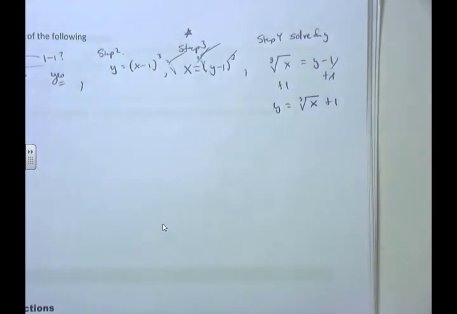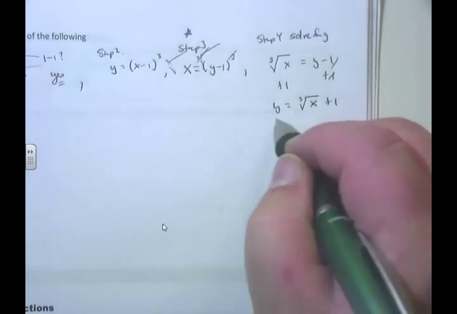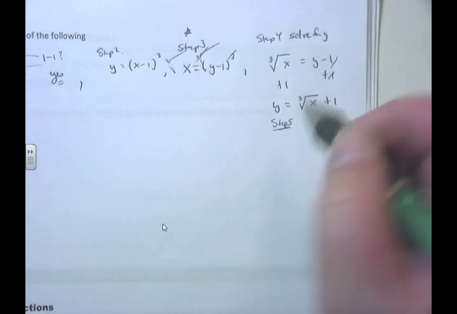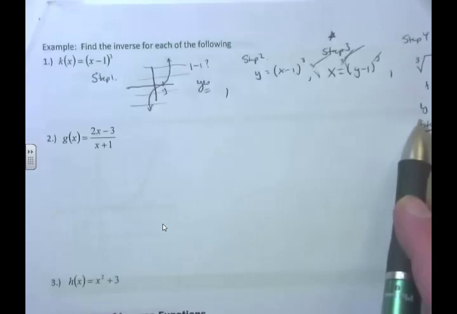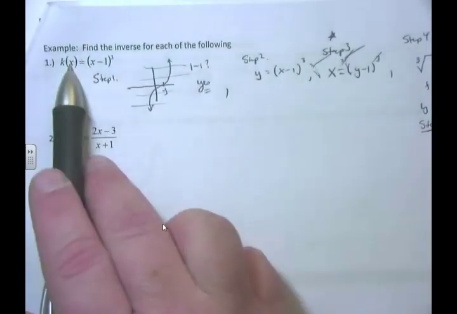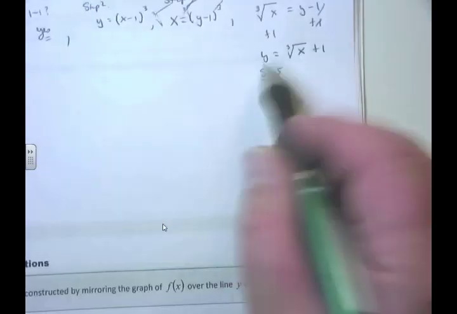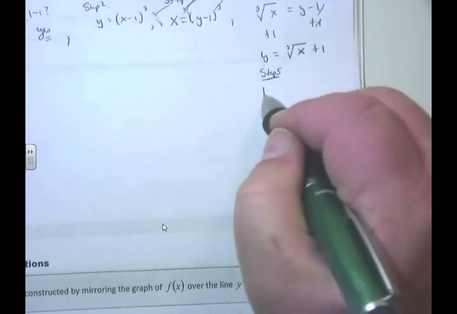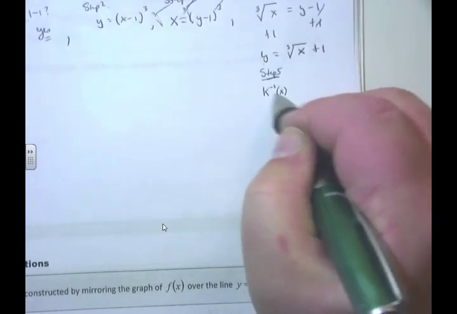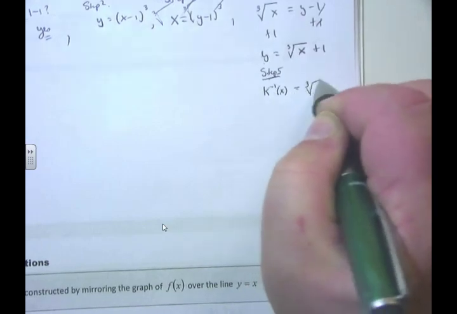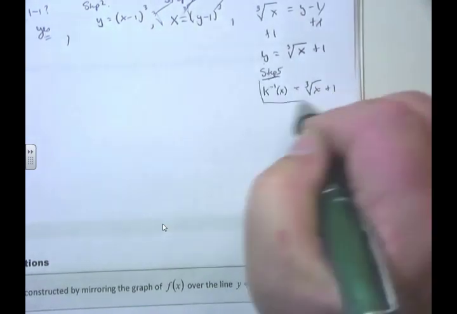Does that make sense? And then step number 5 is just the fancy thing. What was this original function called? The original function was called k of x. So therefore, this is my inverse. You replace y with inverse notation. K with a little minus 1 on it of x. K inverse of x is equal to the cube root of x plus 1. And there's my answer.